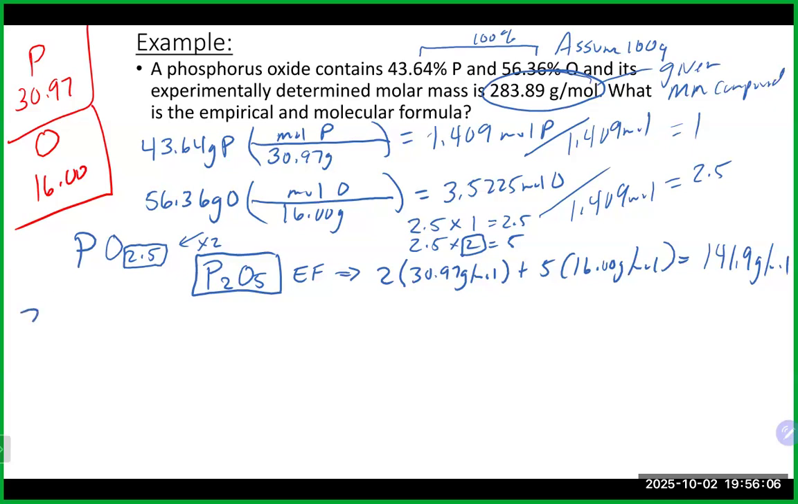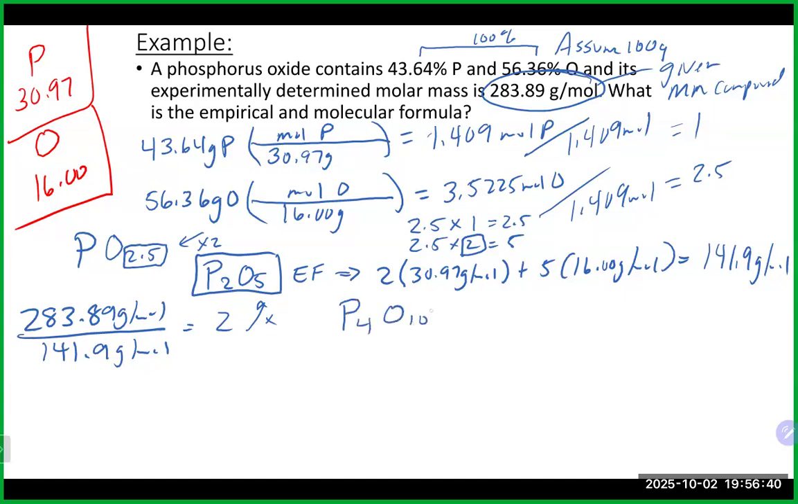We're going to take the molar mass of the compound that was given to you, 283.89. We're going to divide it by the molar mass of our empirical formula, 141.9. And that should give us a factor by which to multiply our empirical formula. And in this case here, that is going to give us a factor of 2. So we're going to then multiply our empirical formula by 2. Gives us P4O10 as our molecular formula. First off, any questions on that calculation?